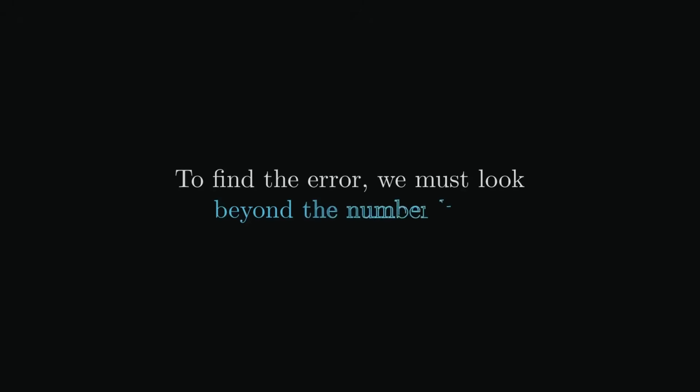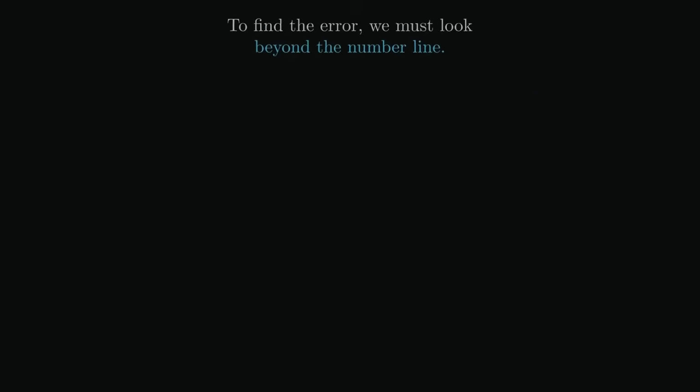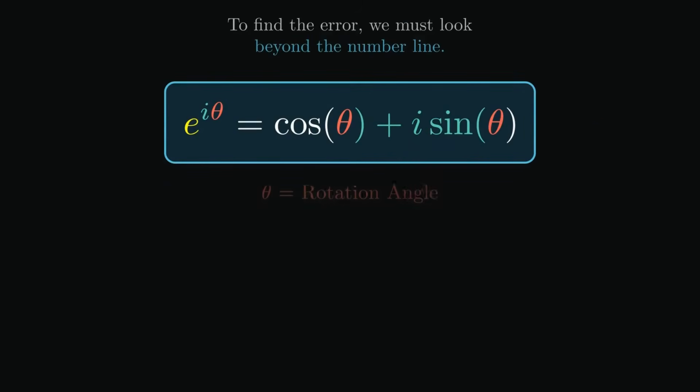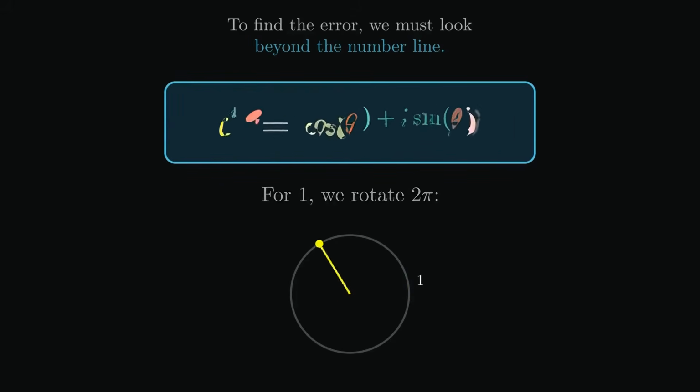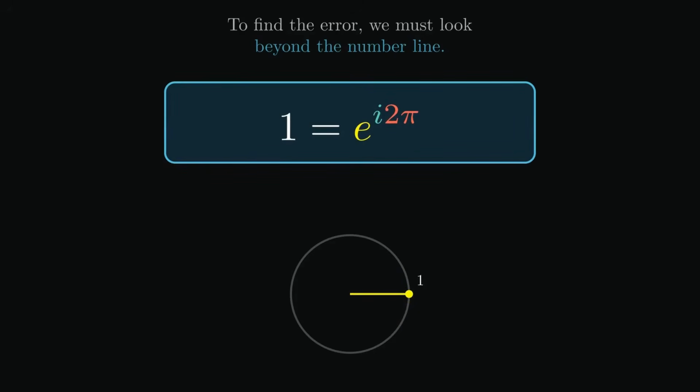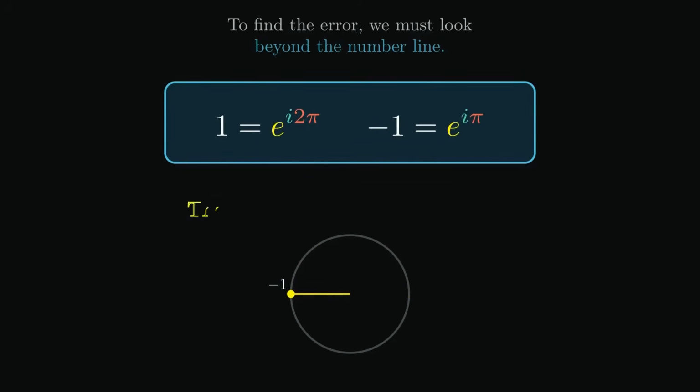To find the mistake, we have to look beyond the number line. We need a bridge between algebra and geometry. That bridge is Euler's identity. It tells us that e to the i theta is a rotation in the complex plane. Theta isn't just a number, it's an angle. Rotate all the way around, 2 pi, and you land back at 1. So 1 equals e to the i 2 pi. Rotate only halfway, pi, and you land at negative 1. So negative 1 equals e to the i pi. Same formula, different rotations. And this is where branches begin.